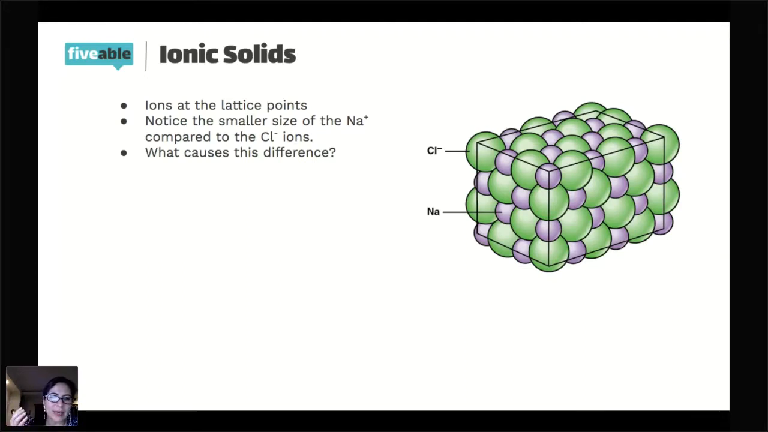If it loses its outer shell of electrons but doesn't lose protons, the nucleus will have more attraction towards the remaining electrons. So the sodium ion gets much, much smaller, almost half of the size of the sodium atom. With this reasoning, what do you think happens to the chloride ion compared to the chlorine atom?